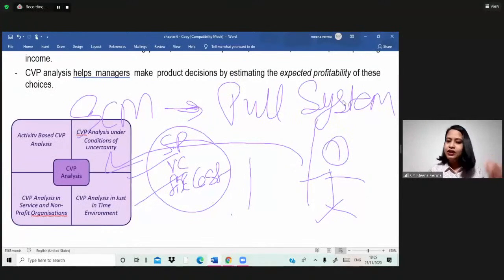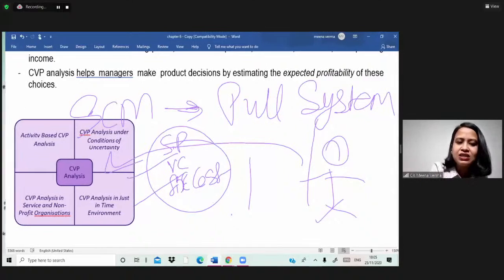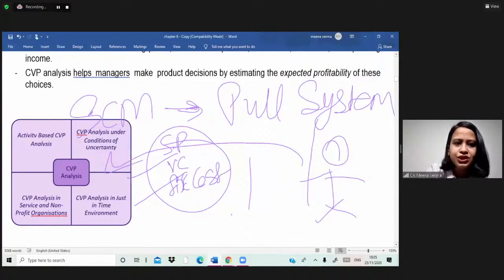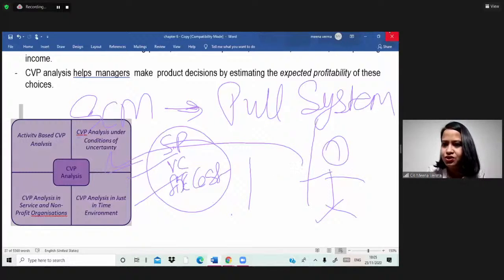In this chapter, we will study the activity-based CVP analysis under conditions of uncertainty. Wait, this is not working actually. Let me change the slide.